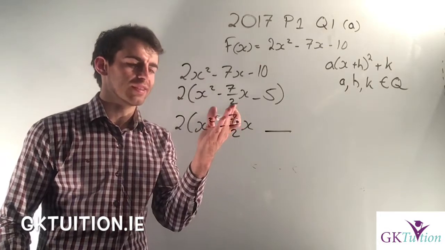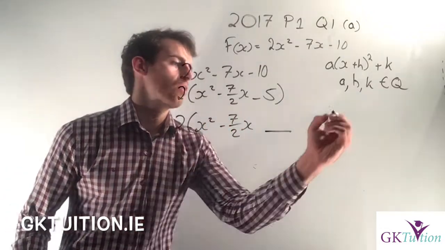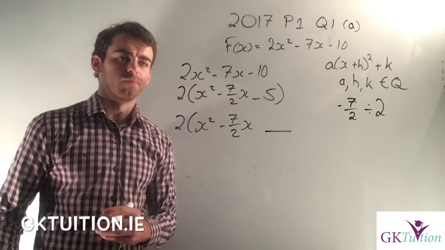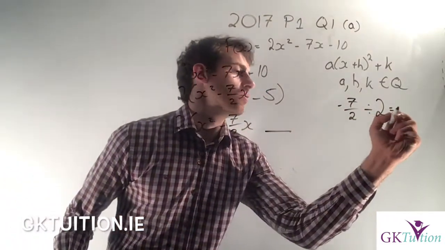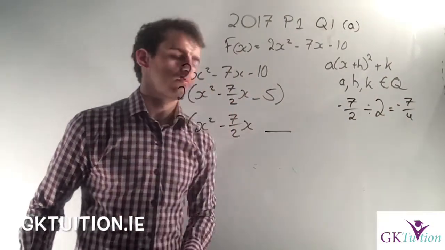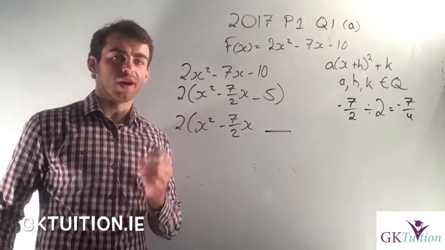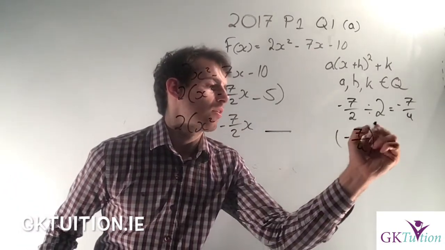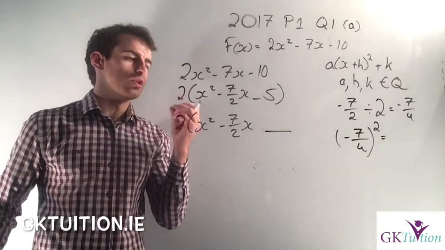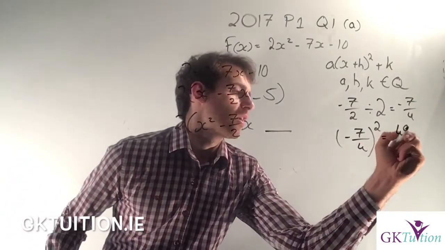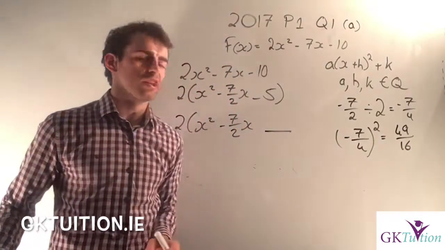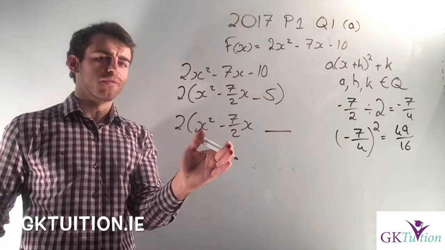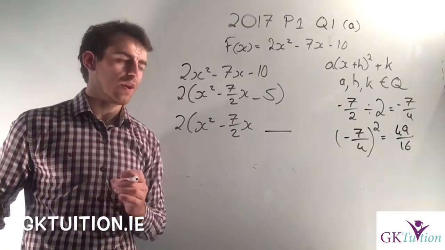The coefficient of x is minus 7 over 2. So I take my coefficient of x, which is minus 7 over 2, and I'm going to divide it by 2. Minus 7 over 2 divided by 2 is minus 7 over 4. We then take that number and we square it. So I'm now going to take minus 7 over 4 and square it. Minus 7 over 4 squared: 7 by 7 is 49, 4 by 4 is 16, and obviously a minus by minus is a plus. So what I do is I take the coefficient of x, I get half of it, and then I square that value.